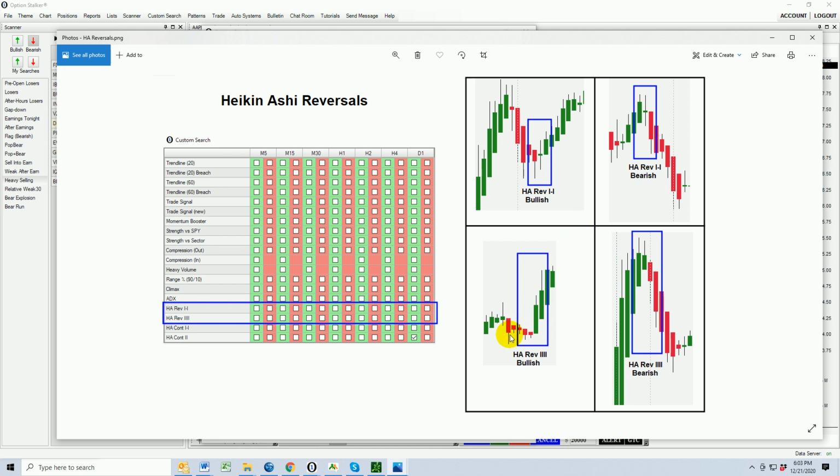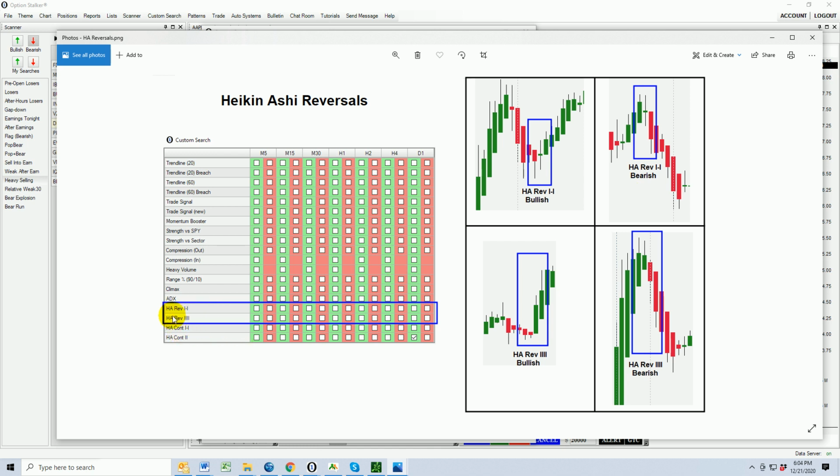If we go down to the next set of reversals, and again, when you look at these, it'll be a little bit easier for you to understand what this search is looking for. So just remember, long candle, doji, long candle. That's why it's I-I. Long candle, dash, long candle. And that's similar down here as well.